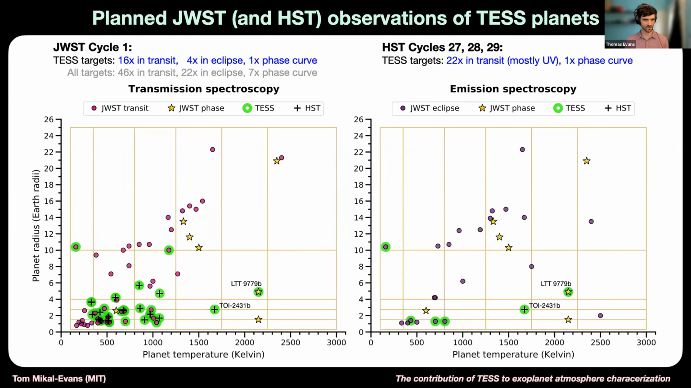Also shown as black crosses are TESS planets to be observed with Hubble. So aside from a phase curve for TOI 2431b, all of the Hubble observations will be transits. So most of these will in fact be made in the UV. For Webb, there's also quite a heavy bias towards transits, and it's clear that the major contribution from TESS is for sub-Neptunes and super-Earths with temperatures around 1000 Kelvin and cooler, as expected.